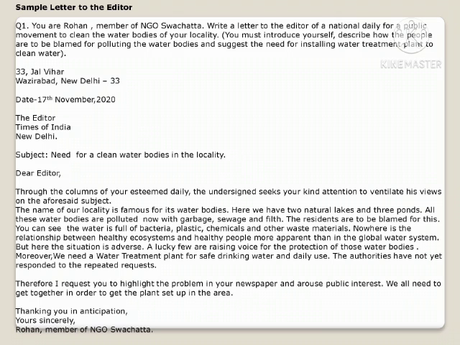Nowhere is the relationship between healthy ecosystems and healthy people more apparent than in the global water system. But here the situation is adverse. A lucky few are raising their voice for the protection of those water bodies, because in the question it is stated that you have to raise a public movement. That's why it is emphasized over here. Moreover, we need a water treatment plant for safe drinking water and daily use. The authorities have not yet responded to the repeated requests.